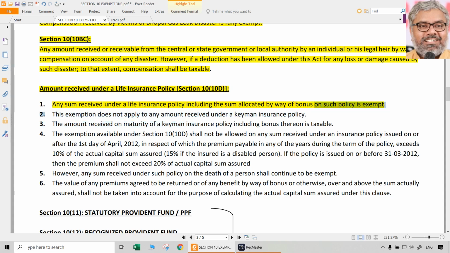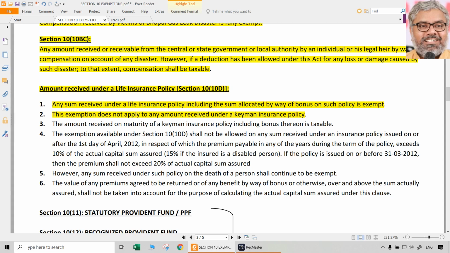Will this exemption apply to the keyman insurance policy? No, this exemption does not apply to keyman insurance policy. We know that keyman insurance policy is fully taxable, but taxable in three different cases. Taxable in the hands of the employee if he receives it, taxable in the hands of the employer if he receives it, and taxable in the hands of other persons if they receive it. The employee will be taxable under the head salaries, the employer under PGBP, and any other person under income from other sources.